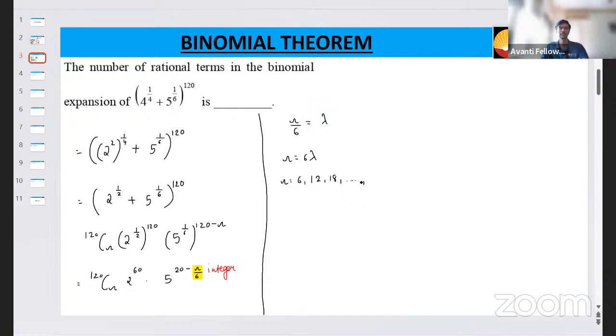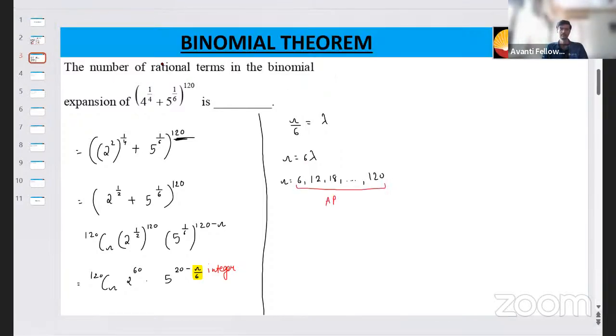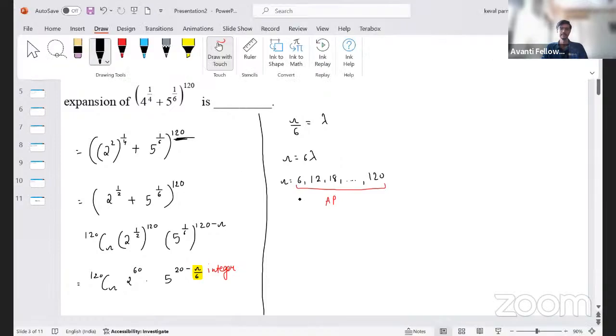कहाँ तक जा सकता है r? 120 तक, right? Because here the maximum power is 120. So how many terms are there? This is an AP. If you see, it's an AP. So number of terms find करने के लिए क्या कर सकते हैं हम लोग? 6 को 120 से डिवाइड कर लो तो 21 टर्म्स आएंगी, राइट?